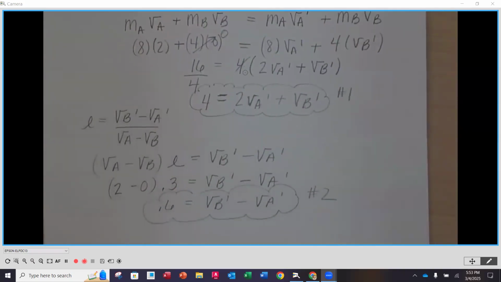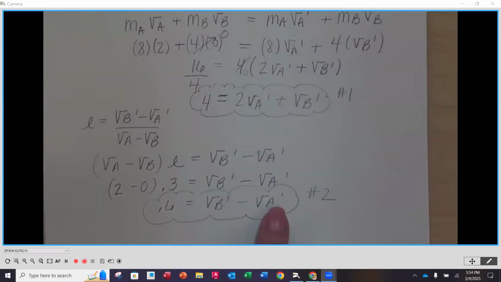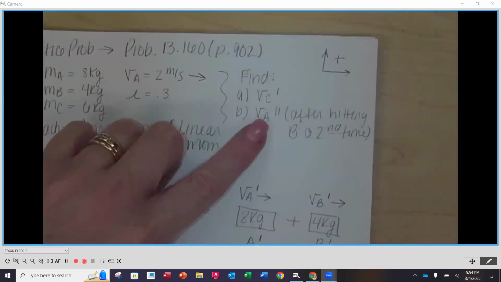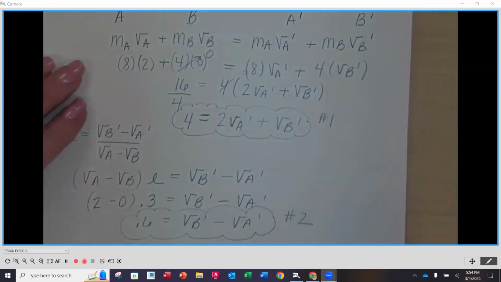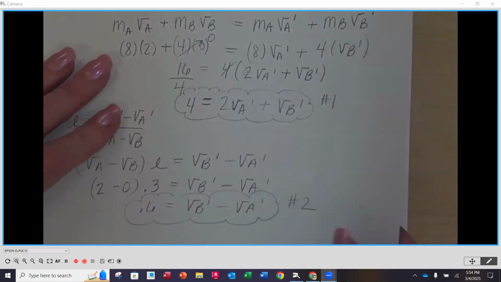Okay. So now we have 2 equations with the same 2 unknowns. We are not afraid of this. We know that we can use substitution in order to solve for the 2 values that we need. And we do need both of them to continue on. So we are going to find the values for both velocity B prime and A prime. We are still in part A trying to find C prime, but on the way there, we need both of these. Okay. So I am going to continue on the next page here.